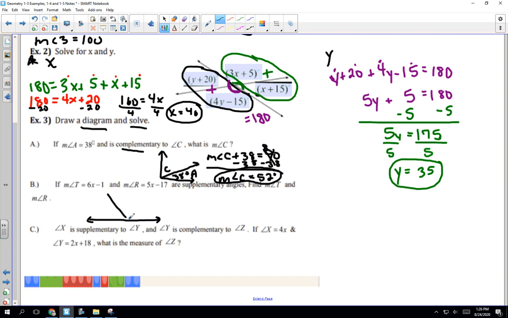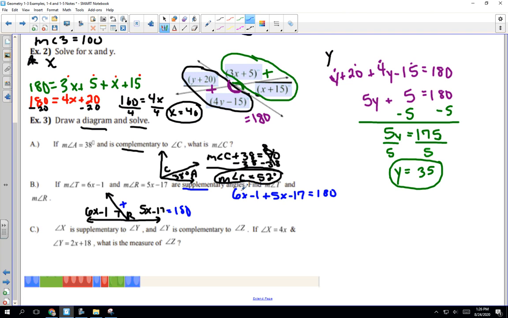Supplementary is two angles that add up to 180. I'm just going to throw this in. So this will be T, this will be R, 5x minus 17, and 6x minus 1. When we add the two together, they should equal 180 because that's what supplementary angles are. So I'm going to write that here. I'm going to write 6x minus 1 plus 5x minus 17. It's going to equal 180 because they're supplementary.